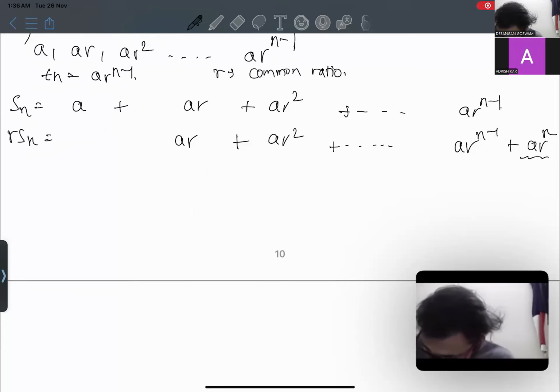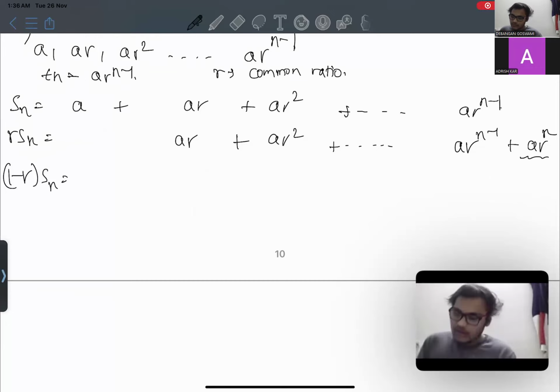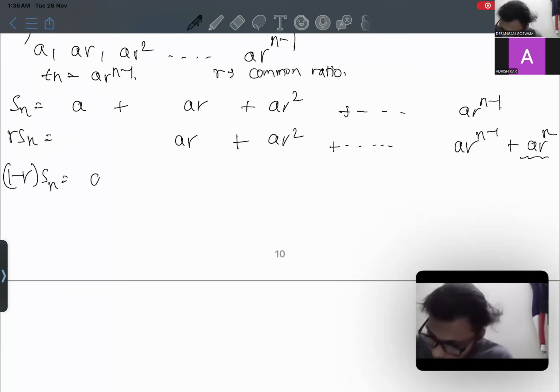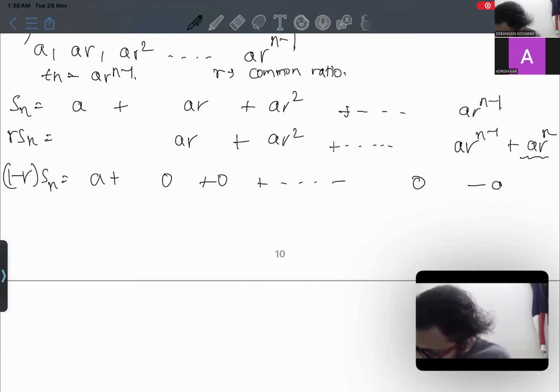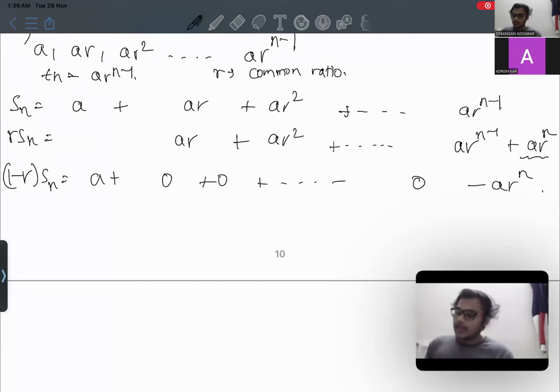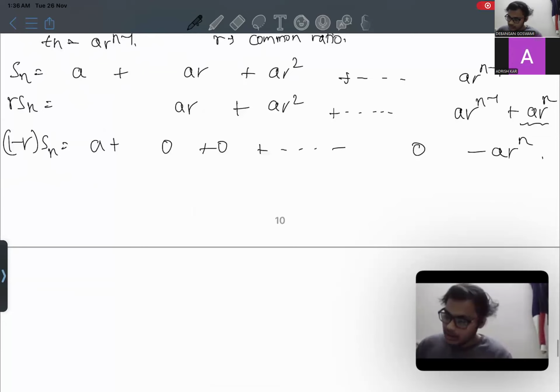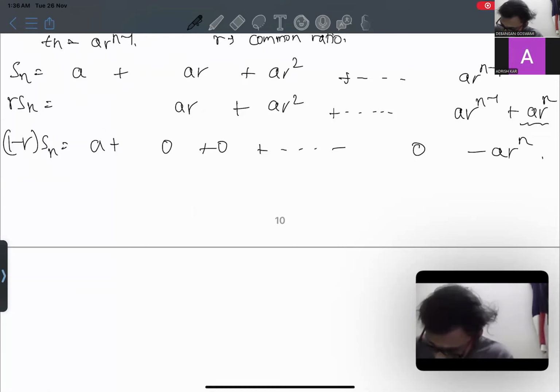Now what we'll do is subtract both the equations. So on the left hand side, we'll obtain (1 minus R) Sn, right? And on the right hand side, we'll get A plus 0 plus 0. Every term is 0 till the last term, which is minus AR to the power n. Right? So finally, we are obtaining Sn here. If we take A common, Sn is A times (1 minus R to the power n) upon (1 minus R).